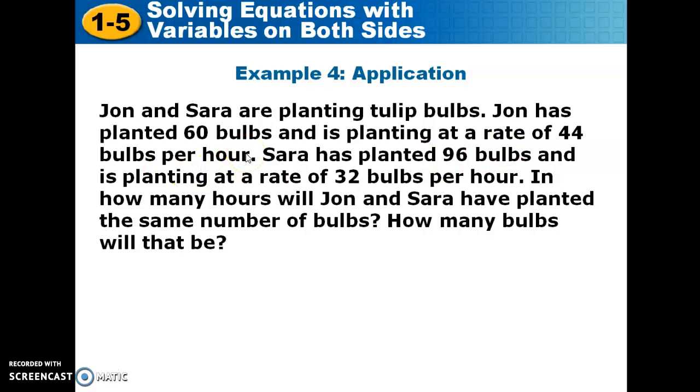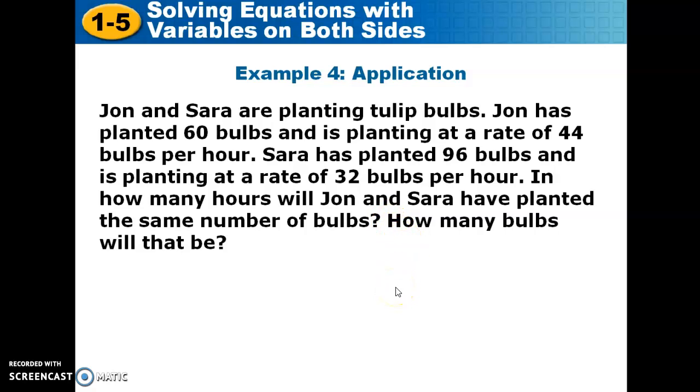Okay, next part. So real quick though, John is one side of the equal sign. Sarah is going to be the other side. So Sarah has planted 96 bulbs and is planting at a rate of 32 bulbs per hour. Again, 96 is constant. It's already happened. 32 is going to be with our variable. In how many hours will John and Sarah have planted the same, that means equal sign, same number of bulbs? And how many bulbs will that be?